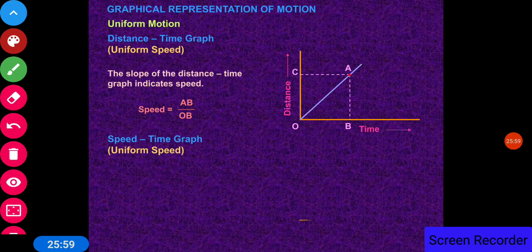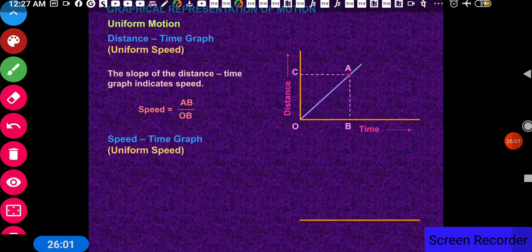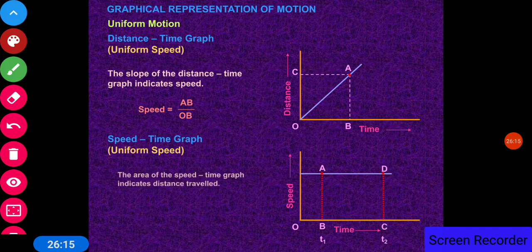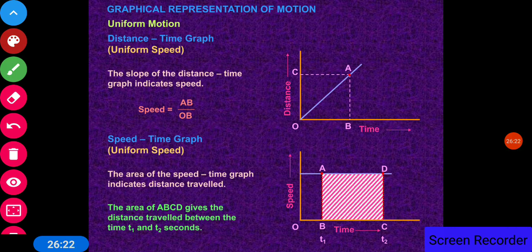Speed time graph. This is the time axis, this is the speed axis, and the origin, and this line shows the speed time graph. The area under the speed time graph indicates the distance travelled. The area of ABCD gives the distance travelled between the times t1 and t2 seconds.